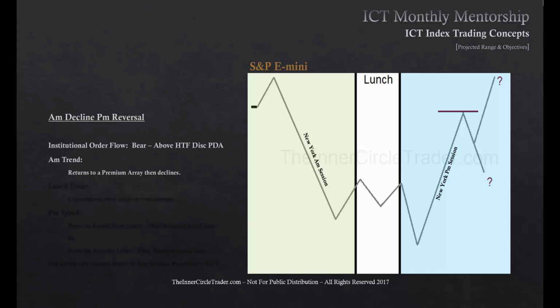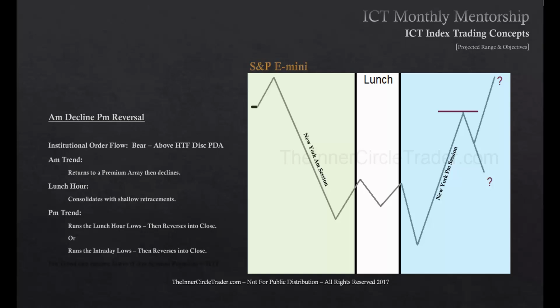The AM trend returns to a premium array, then declines. The lunch hour consolidates with shallow retracements. The PM trend runs the lunch hour lows, then reverses into the close, or it runs the intraday lows, then reverses into the close.